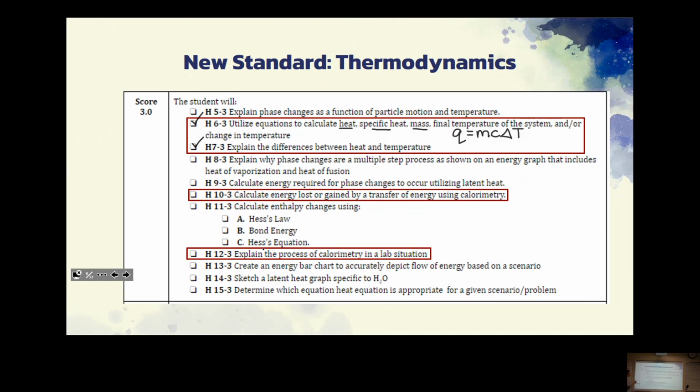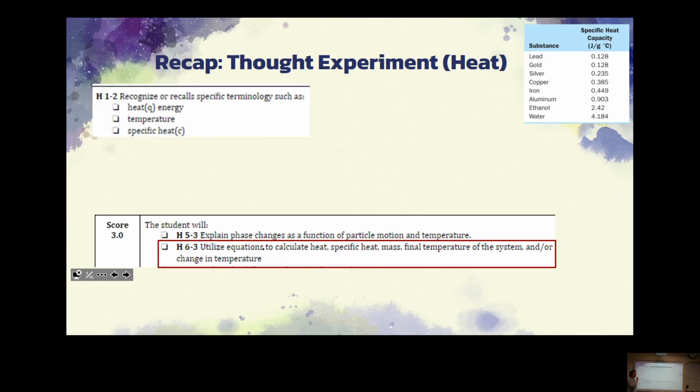And then today, our big focus with the new notes that we'll be taking is calculating energy lost or gained with calorimetry. While we do that, we'll talk through the process of how that works in a lab setting. This is something that you will actually do when we're in class together. So go ahead, you'll need your lab notebook, something to take notes on, pencil, paper, and we'll get started.